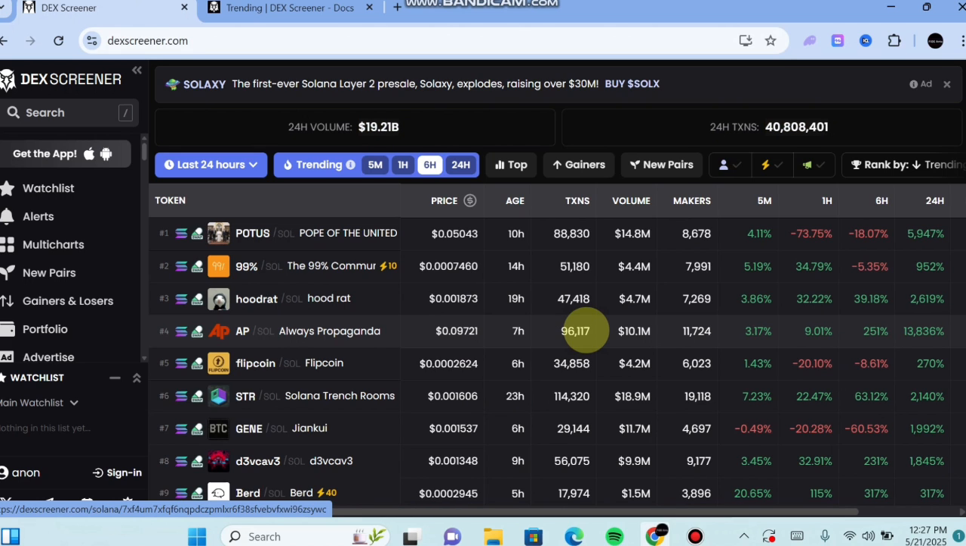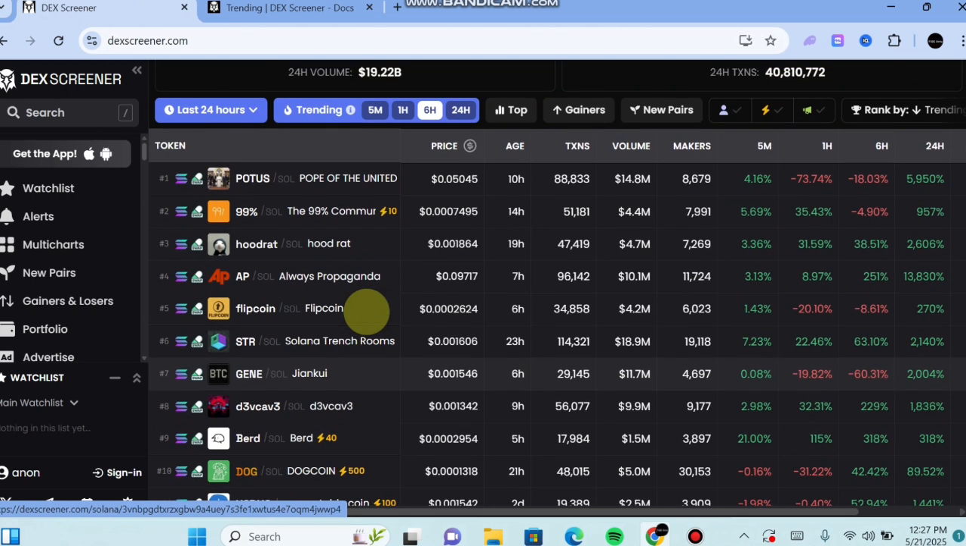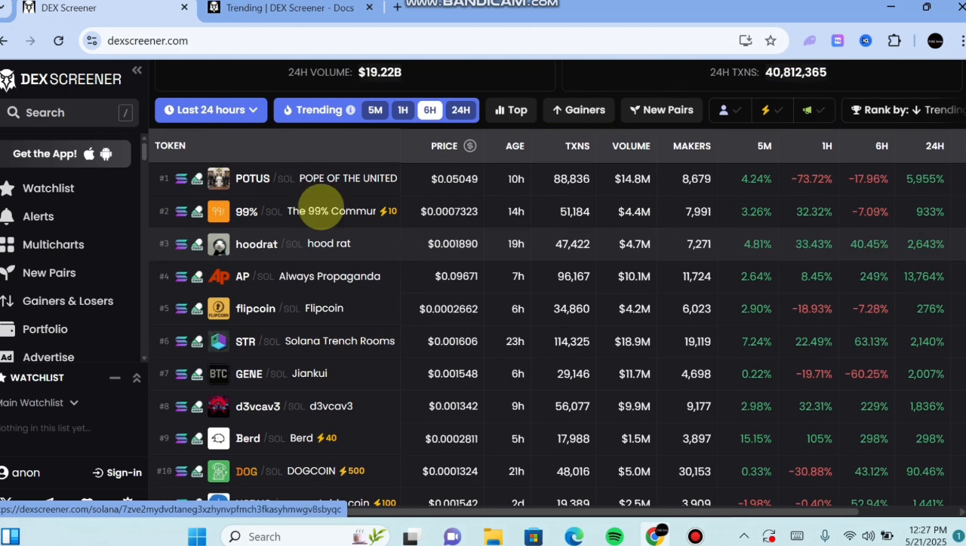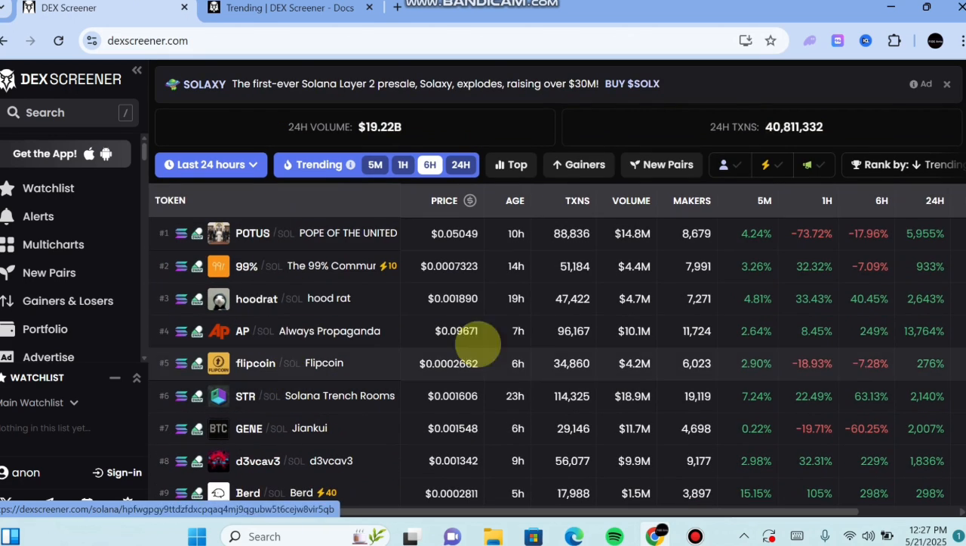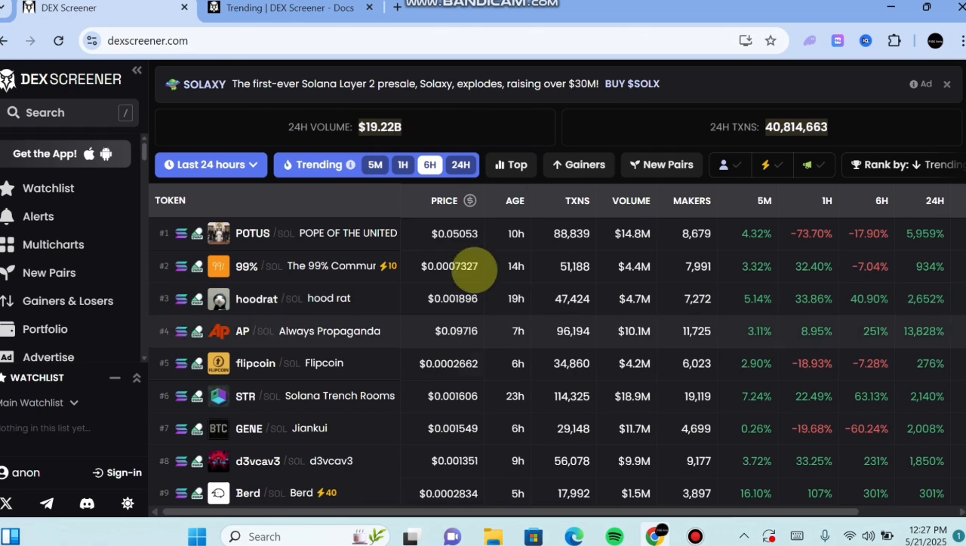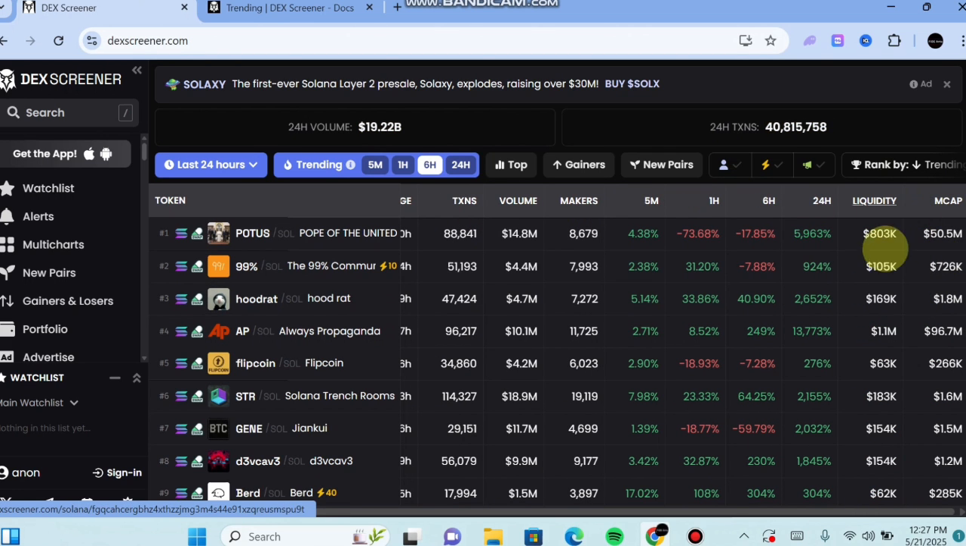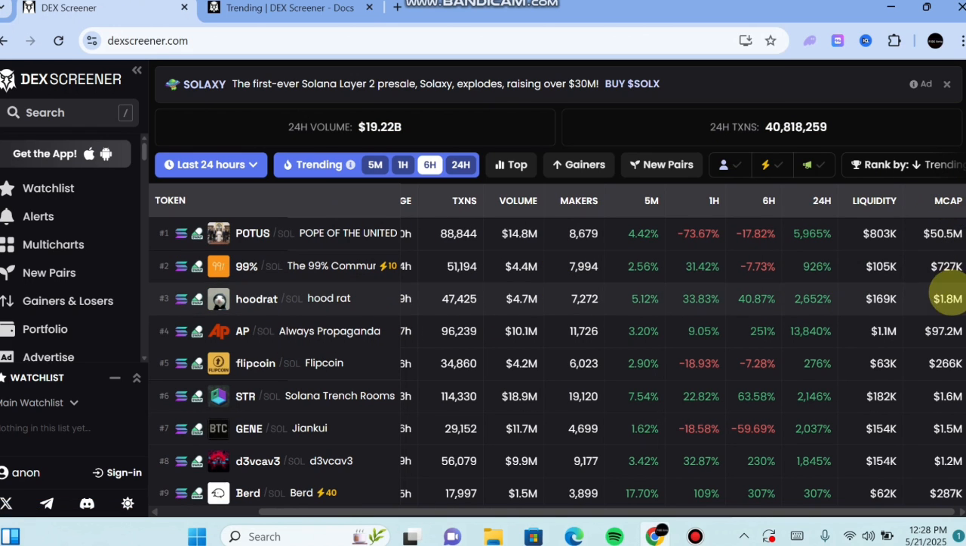So on Dexscreener, this is what you're going to see if you visit this website for the first time. On this page, you're going to see a lot of coins on the screener, and here you're going to see their price, their age, transaction volume, market cap, and liquidity. For me, the most important things I check when I'm looking at coins like this are their market cap and liquidity.